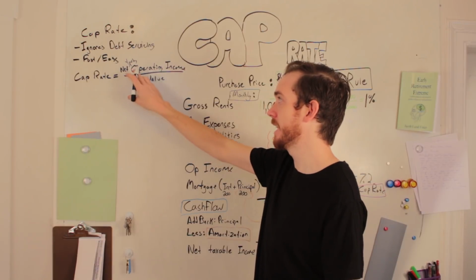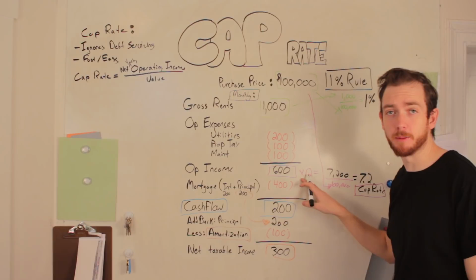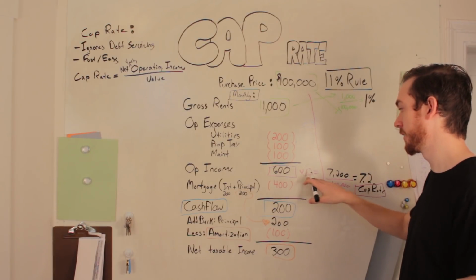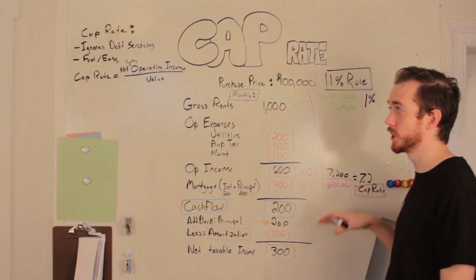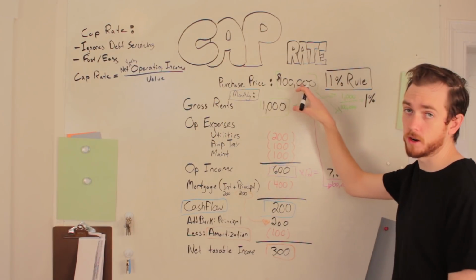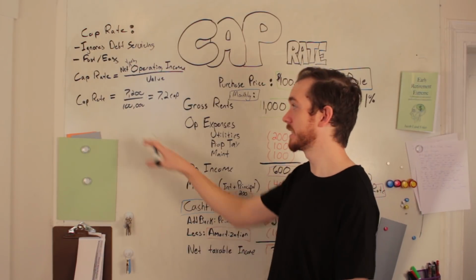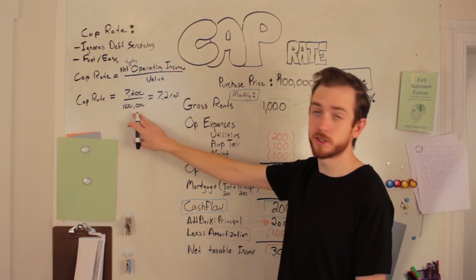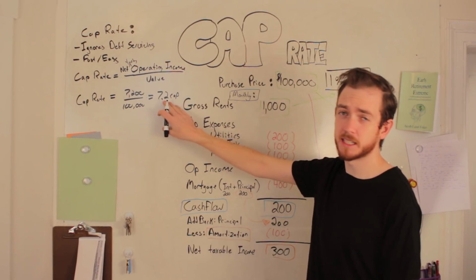Cap rate is simply the net yearly operating income divided by the value. So in this case, our net operating income is $600 a month times 12 to get to a yearly operating income of $7,200, divided by our value. So in this case, we're saying we purchased it for $100,000, so that's the value of the property. So again, in this example, our cap rate is $7,200 divided by our purchase value of $100,000, which gives us a 7.2 cap rate.